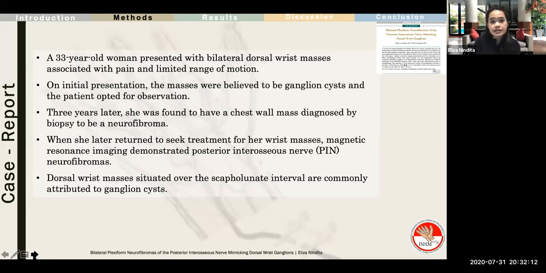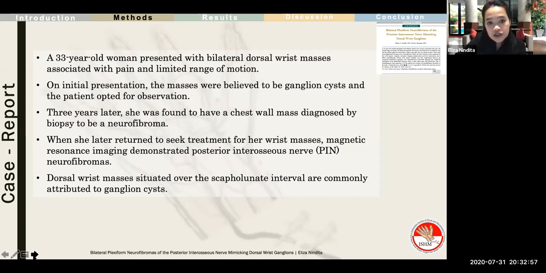On initial presentation, the masses were believed to be ganglion cysts and the patient opted for observation. It was noted that she had cystic prominences on the dorsal wrists bilaterally for over 10 years before she came with the initial presentation. Over the last 2 years prior to presentation, she reported an increase in pain and size. Three years later, she was found to have a chest wall mass diagnosed by biopsy to be a neurofibroma. She later returned to seek treatment for her wrist masses, and the MRI demonstrated posterior interosseous nerve neurofibromas.